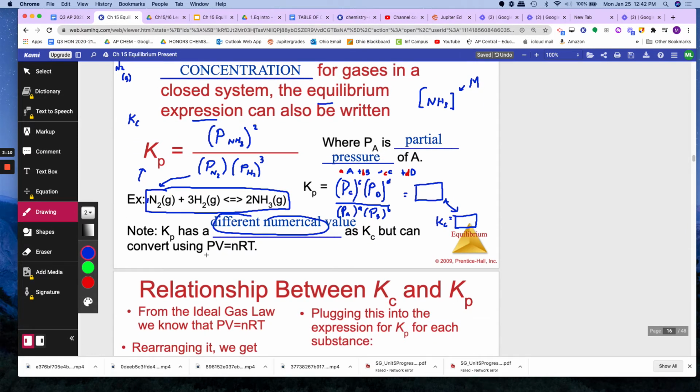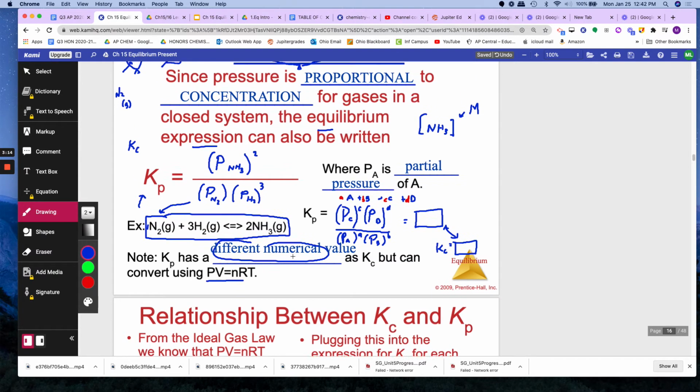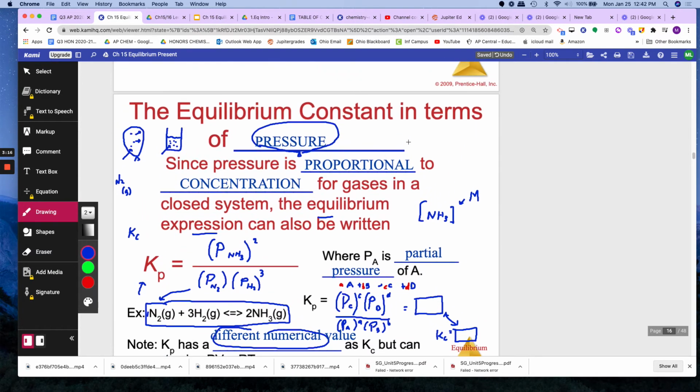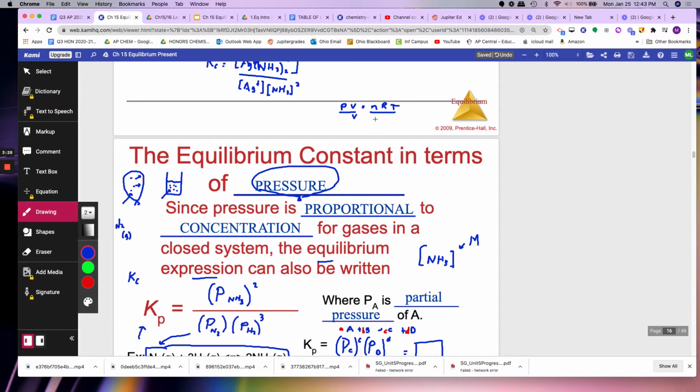So the reason this works is because PV equals nRT and pressure and molarity are proportional to each other. So if we look at PV equals nRT, molarity is moles over liters, right? So I'm going to put volume on this side. So here's pressure. As pressure goes up, the molarity, which is moles over liters, this is molarity right here, also goes up. That's why this works.